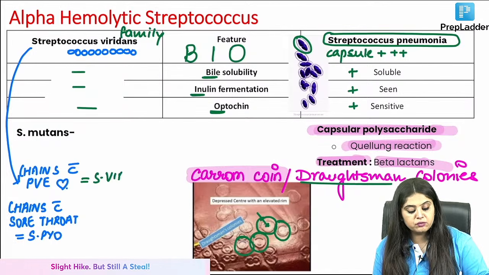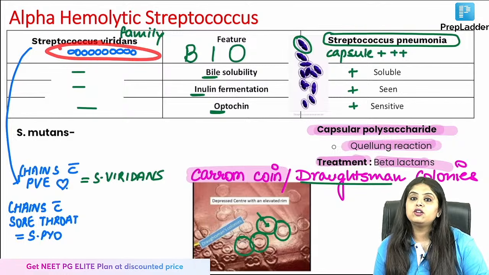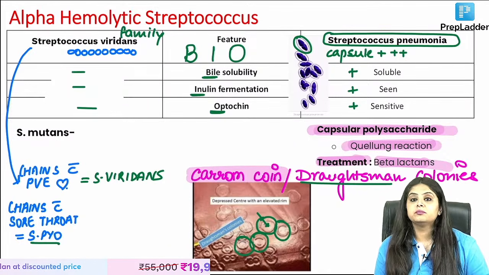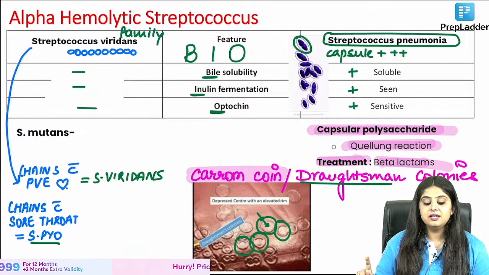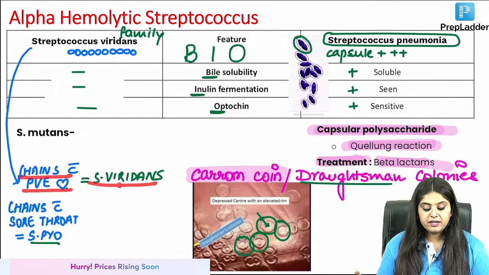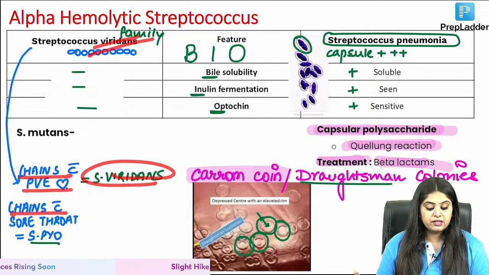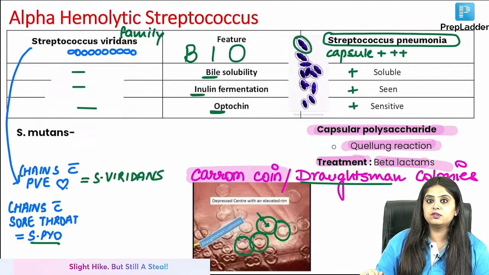If they say there is a bacteria present in chains and causing prosthetic valve endocarditis, it is going to be Streptococcus viridans, because what people do is whenever they see a bacteria present in chains, they always write Streptococcus pyogenes. But Streptococcus pyogenes to sore throat कराता है, तो chains देख के नहीं आंसर करना. They say chains with prosthetic valve endocarditis, mark viridans. They say chains with sore throat, then mark Streptococcus pyogenes.